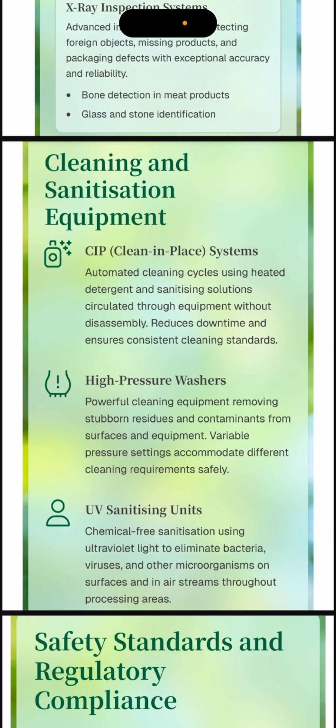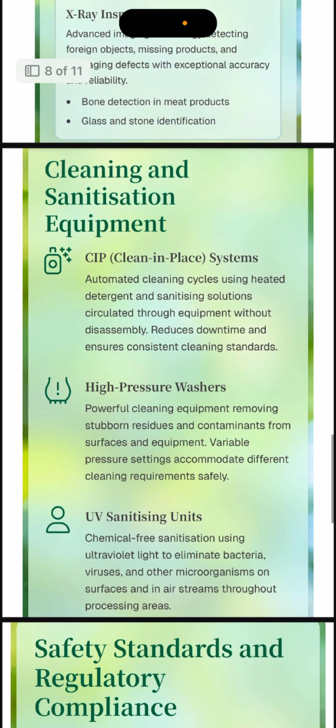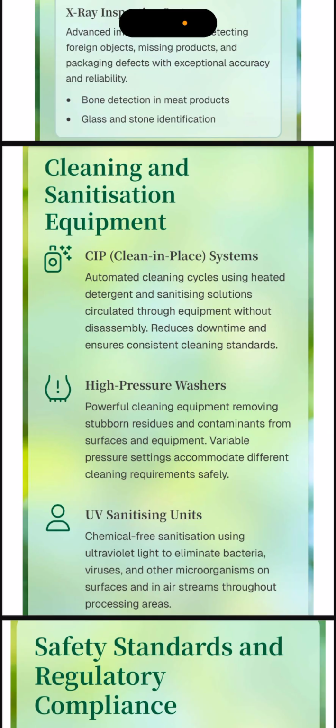UV sanitization units. Ultraviolet light is a chemical free method of sanitization. It works by damaging the DNA of microorganisms like bacteria and viruses, rendering them unable to reproduce. It is used to disinfect surfaces, air, and water streams. High pressure washes, powerful cleaning equipments removing stubborn residues and contaminants from surfaces and equipment. Variable pressure settings accommodate different cleaning requirements safely.